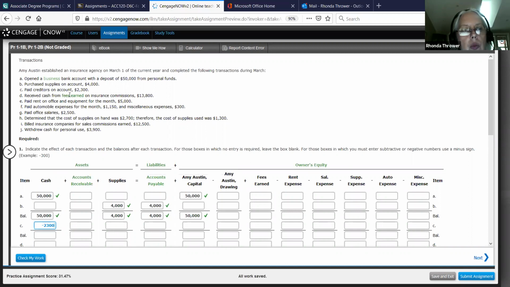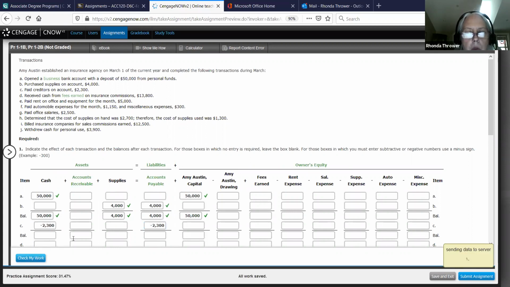So in this situation, we're paying our creditors. We're reducing the amount that we had established earlier as $4,000. We're reducing the amount by $2,300. And so my assets have decreased and my liabilities have decreased. The left side of my accounting equation went down by $2,300. The right side went down by $2,300. We're in balance. You should balance after each transaction.